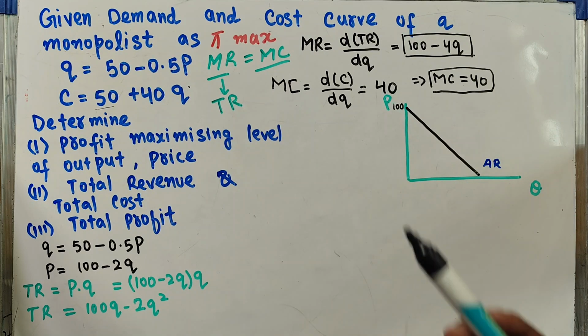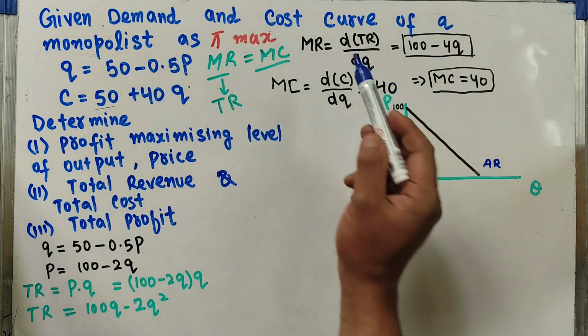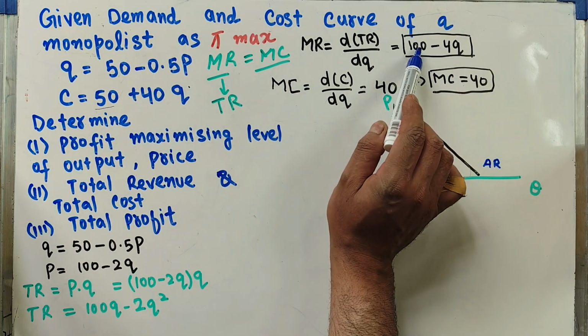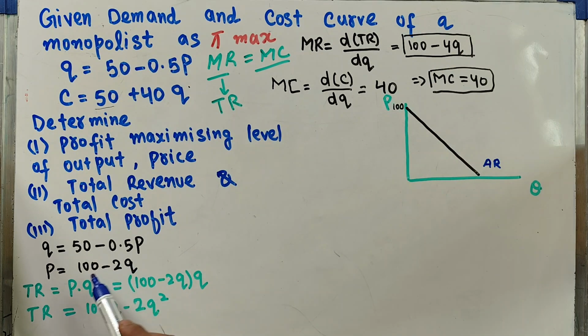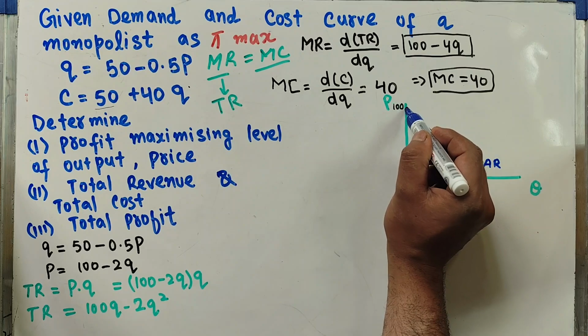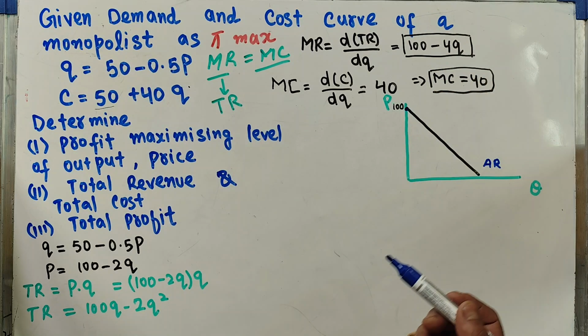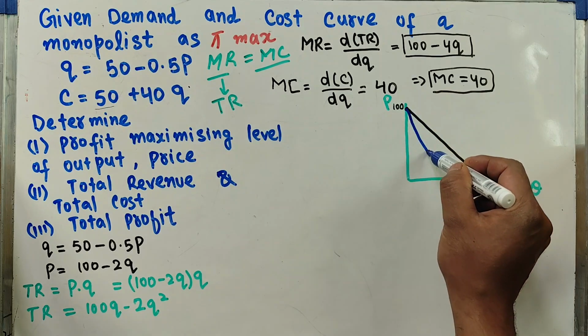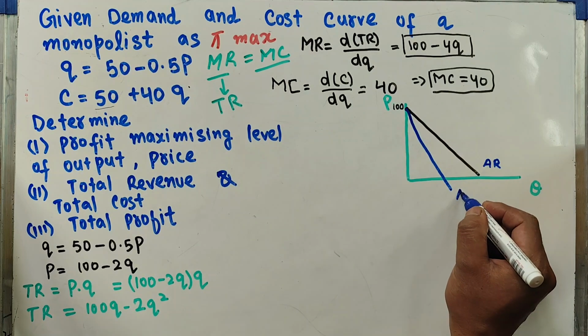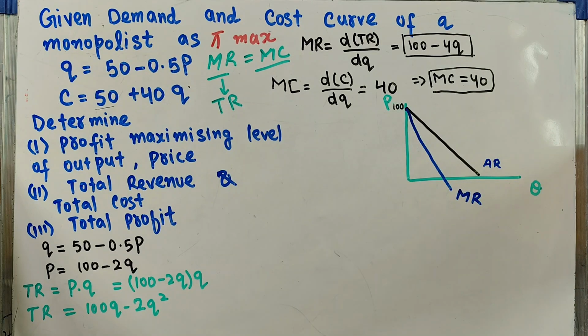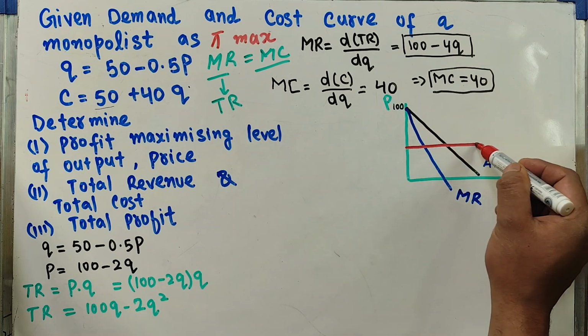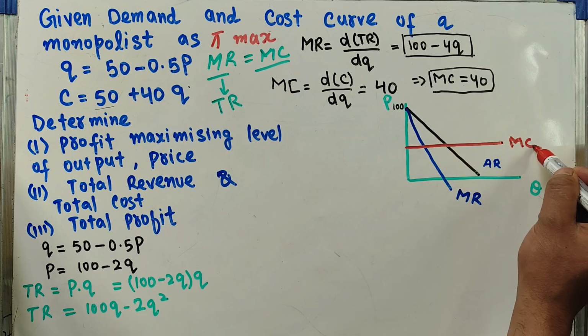Then we have the marginal revenue function. Here you can see the intercept is the same, but the slope is twice that of the inverse demand function. So this is our marginal revenue function. What about marginal cost? Marginal cost is a constant 40, and if we draw it here like this, this is our marginal cost function.